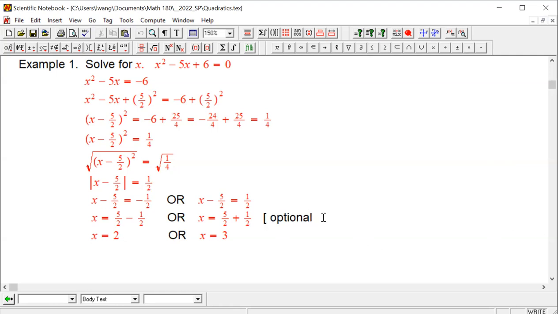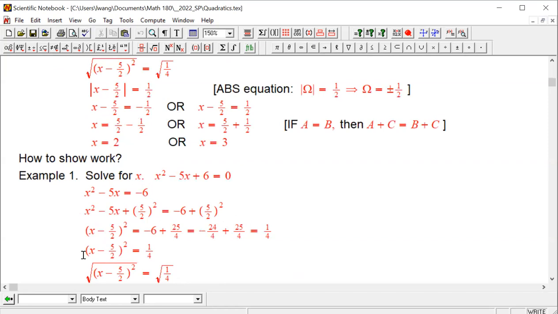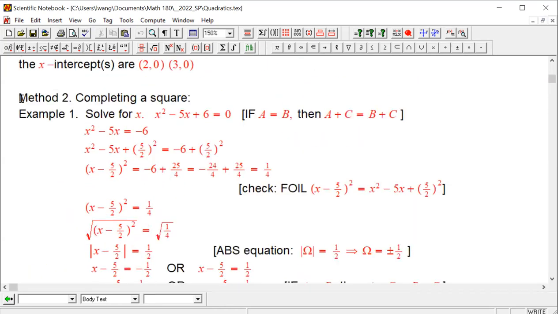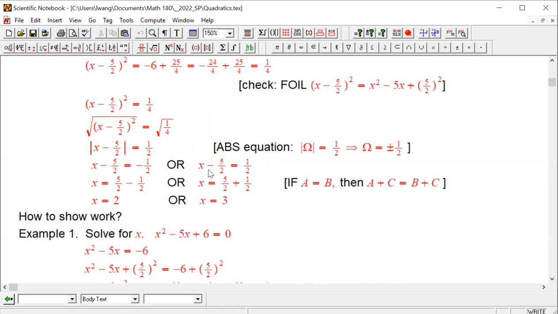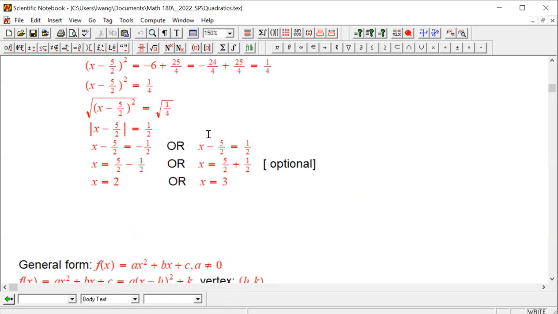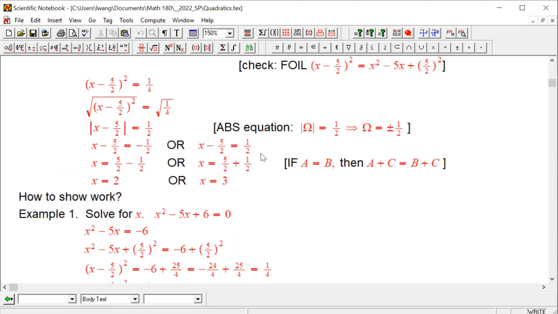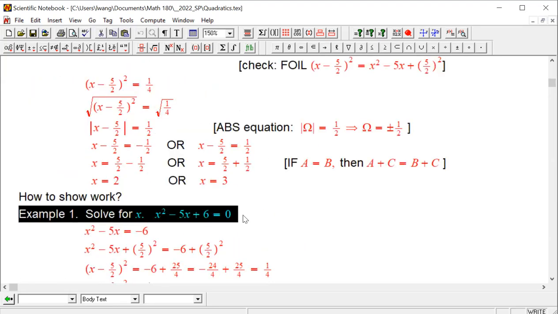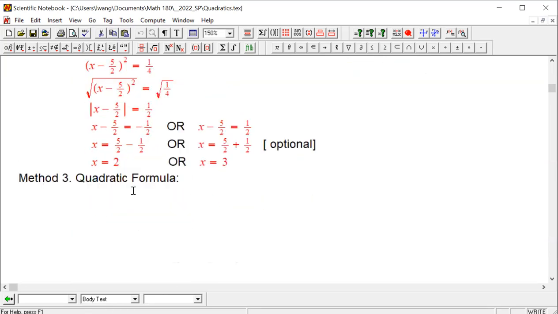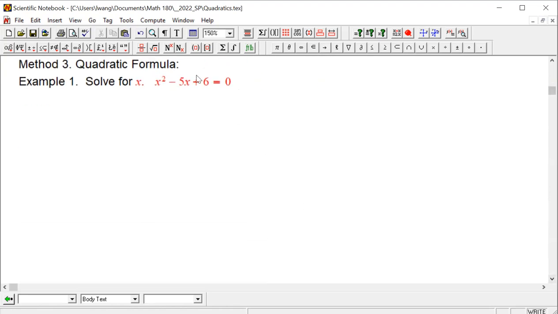Okay, so this is the second method of solving quadratic equations. The third method is the quadratic formula. So method 3, quadratic formula. We're going to use the same example to solve the quadratic equation by the quadratic formula. What is a quadratic formula?